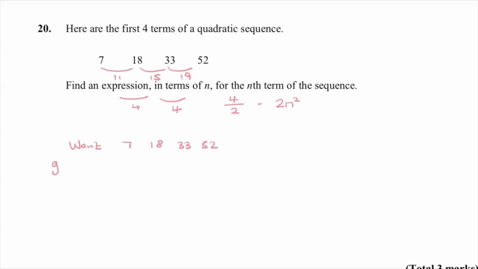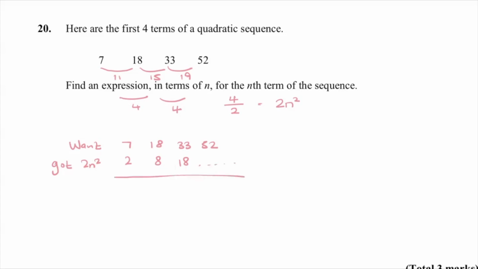I've got so far 2n squared. So I need to work out what those values actually are. When n is 1, I would get 2. When n is 2, I would get 8. When n is 3, I would get 18. 3 times 3 is 9, times by 2, 18. I don't need to do any more than that. Don't do any more work than necessary.